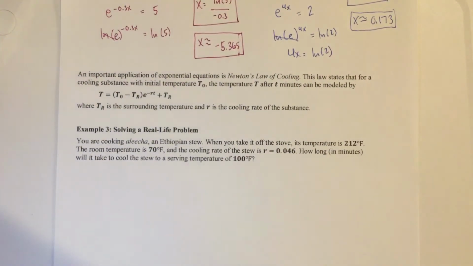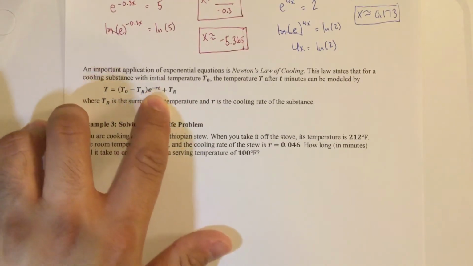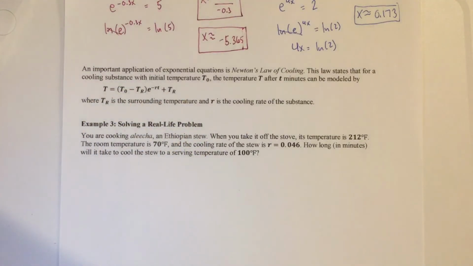An important application of exponential equations is Newton's law of cooling. This law states that for a cooling substance with initial temperature T sub 0, the temperature T after little t minutes can be modeled by this here. So we have T equals (T sub 0 minus T sub r) e raised to negative rt, plus T sub r, where T sub r is the surrounding room temperature and r is the cooling rate of the substance.